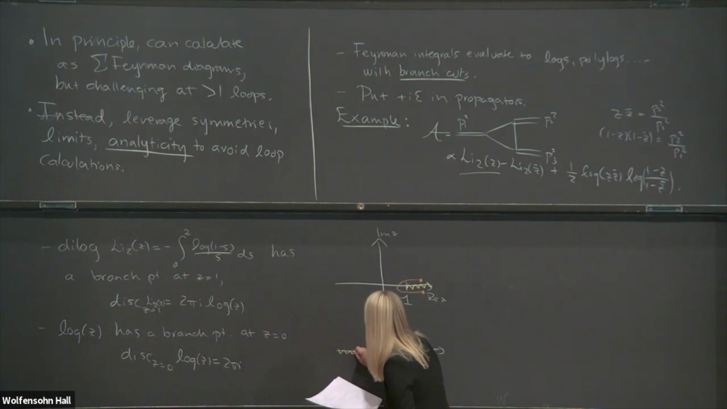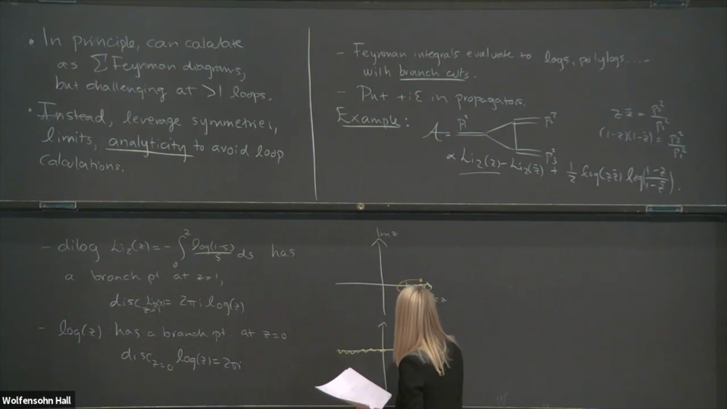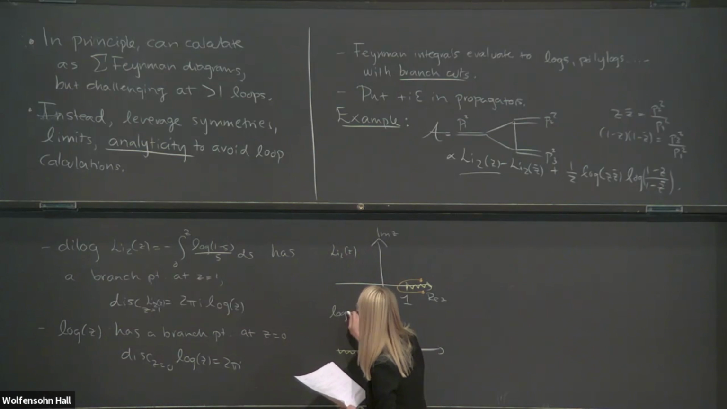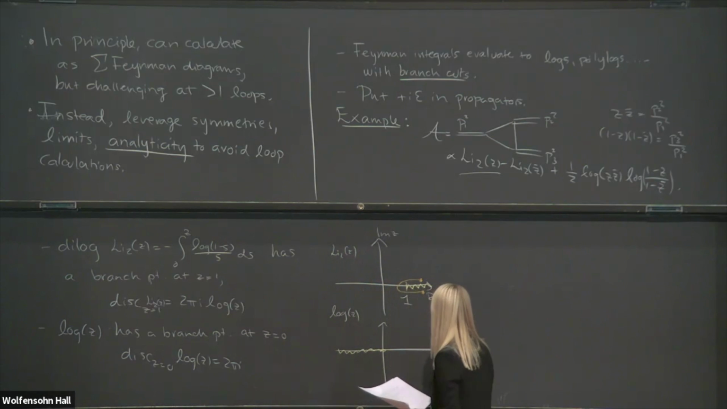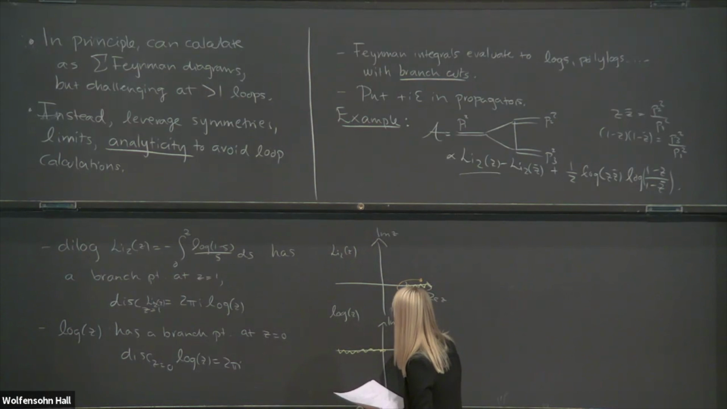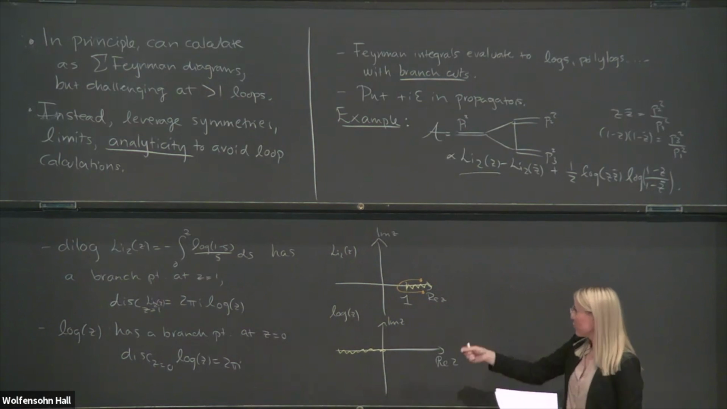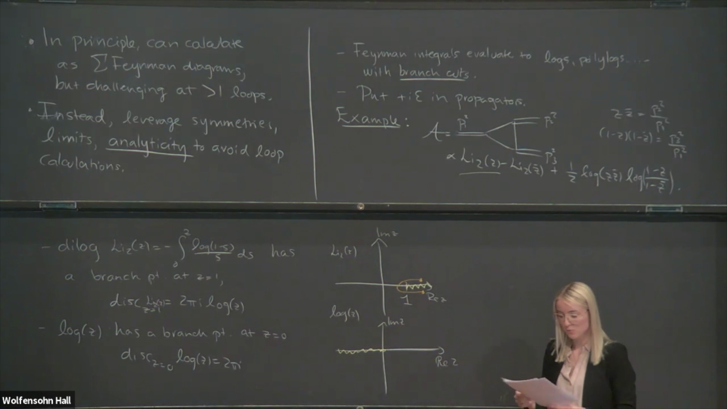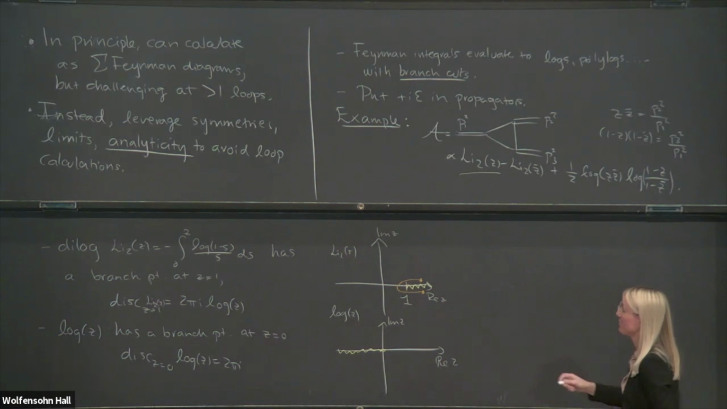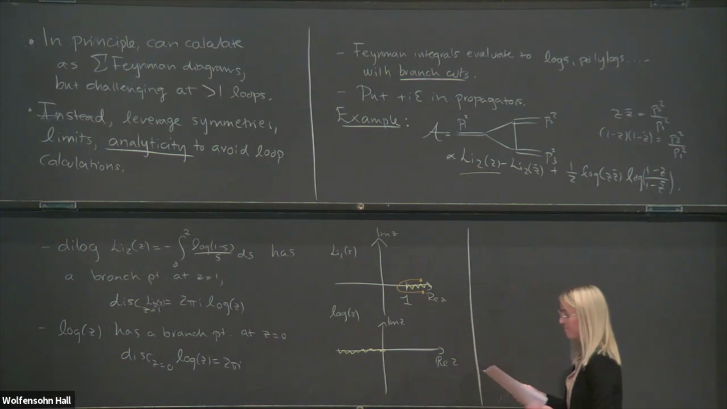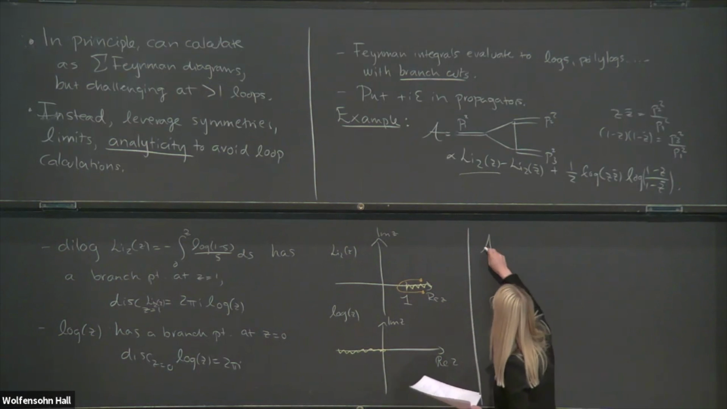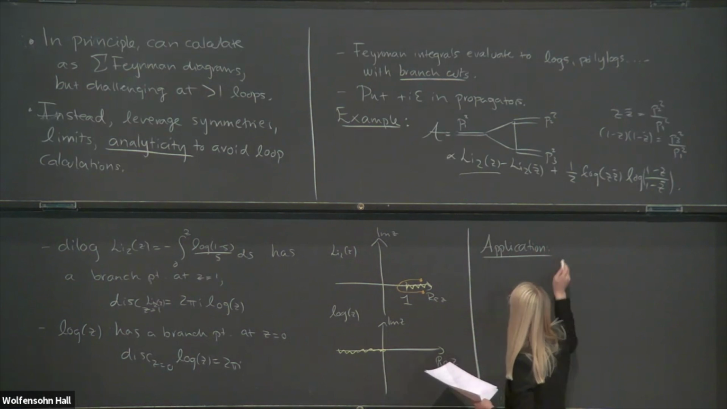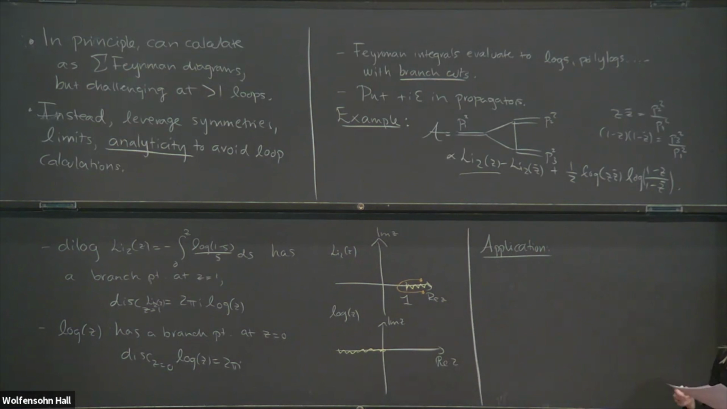Yeah, so if we take sequential discontinuities, this was the dialogue, and this is the log. If we take sequential discontinuities, we're able to probe branch points on different sheets, which absolutely appear in Feynman integrals. So let me keep motivating this by discussing some applications of this.